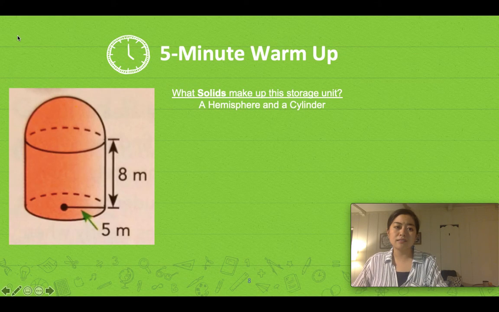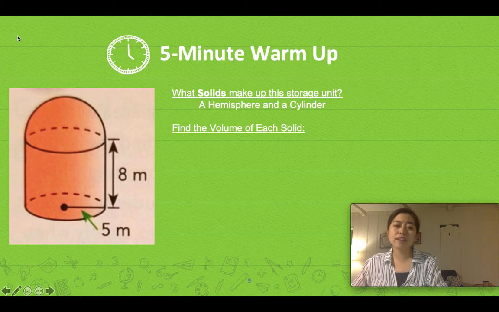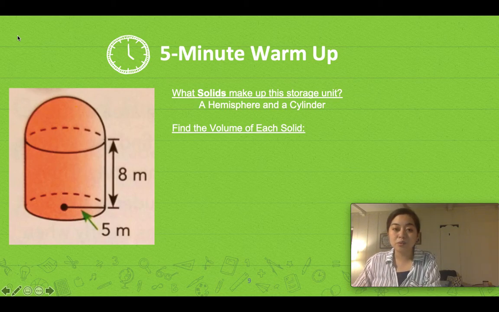Well, I see a hemisphere at the top. A hemisphere is half of a sphere. And I also see a cylinder at the bottom. Is that what you see too? We're going to find the volume of each solid. So that means we're going to find the volume of a cylinder and then also the volume of a hemisphere.